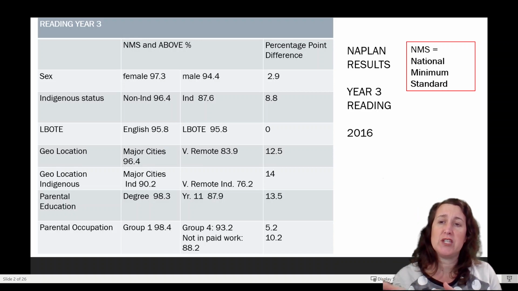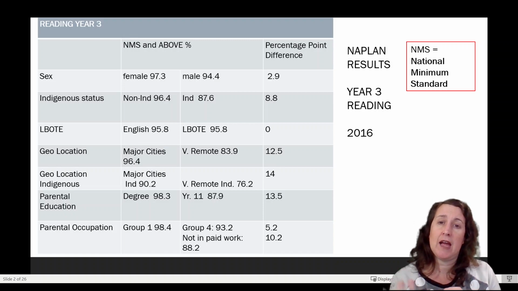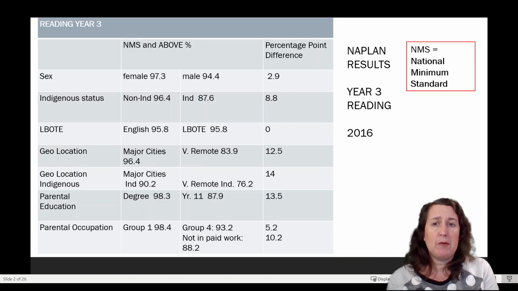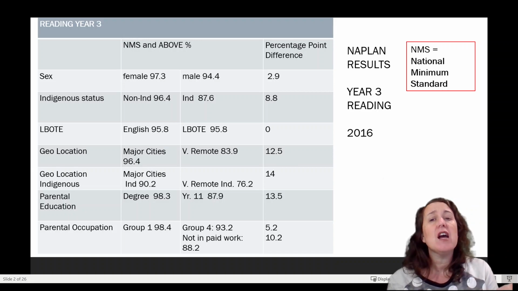Then we turn our attention to language background other than English, and we can see that it actually doesn't make an impact on whether students meet the national minimum standards. 95.8% of English-speaking students for whom English is a first language, versus students who have a language background other than English, both are at minimum standards or above.